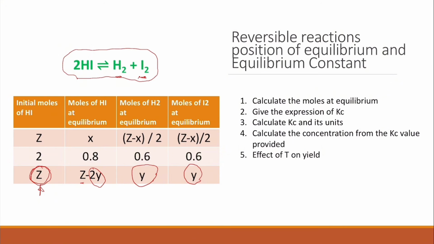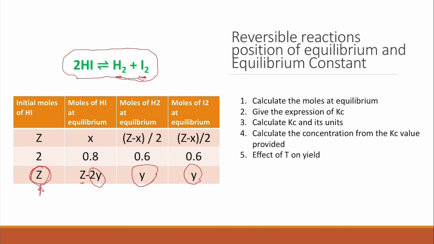So they can ask you to calculate the moles at equilibrium. Well, they will ask to give the expression of Kc, to calculate the Kc and its units. So remember, when you calculate the Kc, we are dealing with concentrations, not number of moles. We only use number of moles if the Kc doesn't have any units, or basically if the volume for the equation is exactly the same at the top and the bottom of the equation, like this one.